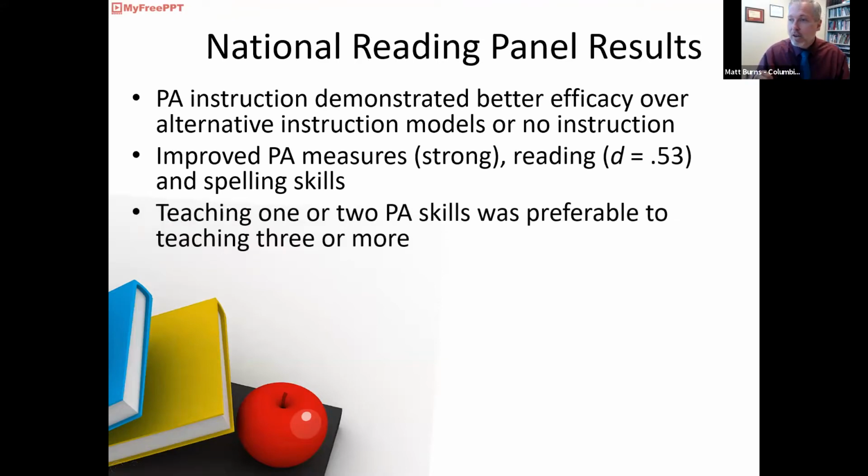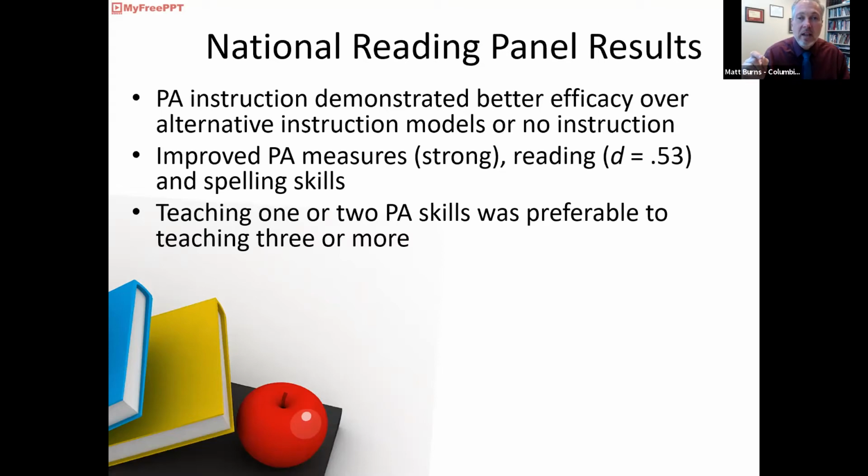Teaching 1 or 2 skills is better than trying to teach more than that. I think of phonological awareness, of which phonemic awareness is a part. Phonological awareness is sort of word, it's syllable. Once you get down to the phoneme level, it's phonemic awareness. Rhyming is kind of that bridge between the two. So I really try to teach rhyming by itself, and then we teach blending and segmenting together, and then we teach manipulation. I think that's a good approach to use.